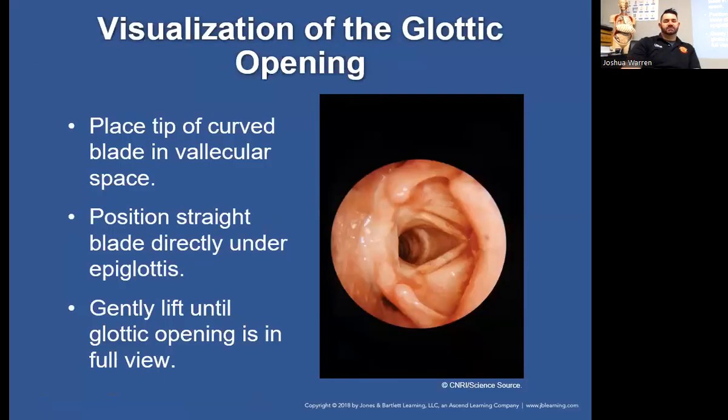So place the curved tip of the blade in the vallecular space. Curved tip. What blade was that again, Gabriel? The Mac. Turn of the Mac. Very good. So lift it up directly. The straight blade goes directly under the epiglottis. There are benefits to both. Obviously, as you play with it more, you're going to develop a propensity to have a favorite. I was always a Mac 3 guy, still am to this day.